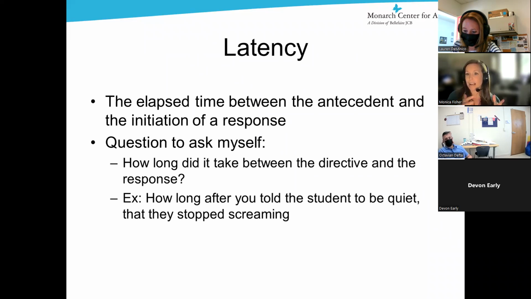I have a 2.5-year-old at home and I say, go get in the bath. And I don't want to say go get in the bath and have 30 minutes elapse before he actually goes and gets in the bath. I want him to do it quicker. So I'd be looking at latency measures and figuring out how to decrease that amount of time between I say this and he does it.